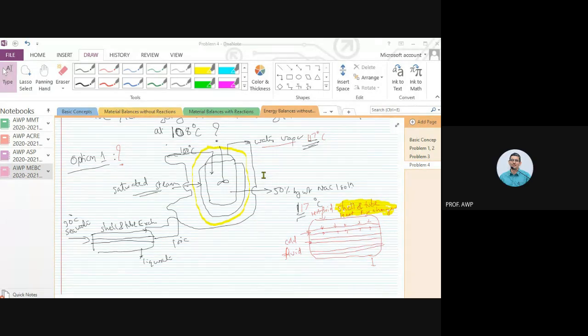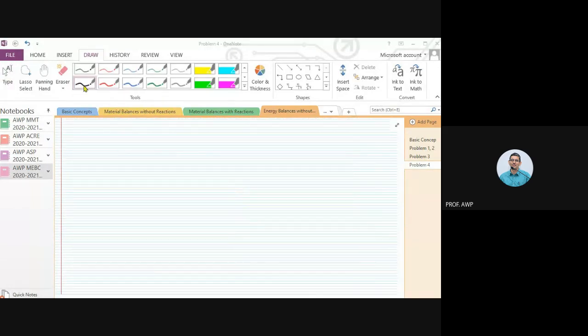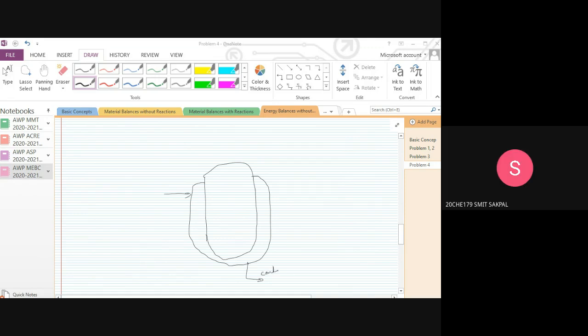Right. What Smith was saying is that you heat up this water. Smith, am I correct? Yes, sir. Smith was saying you heat up this water, 137 degrees centigrade water. Is that what you're asking, Hardik? Yes, sir.